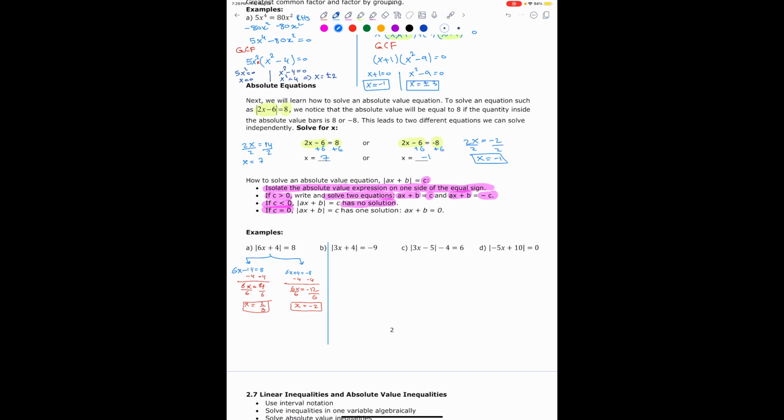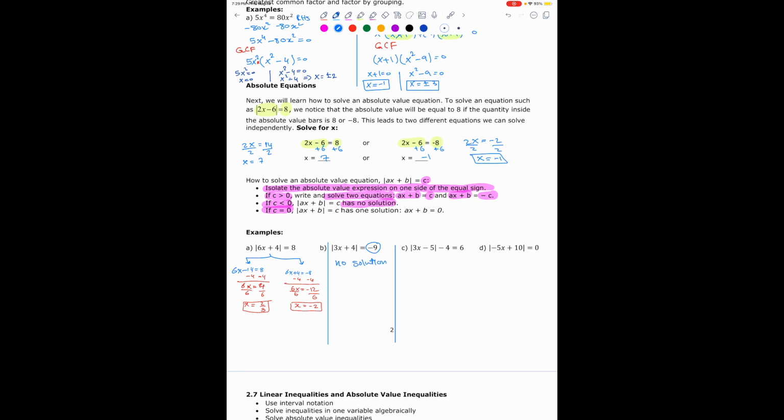Notice how this absolute value is equal to negative, which means we have no solutions in this case. No solution in this case, because it's impossible to have an absolute value that is equal to negative.